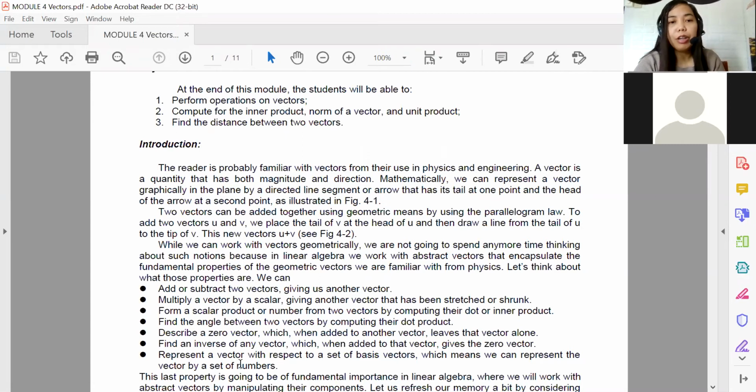And then represent the vector with respect to a set of basis vectors, which means we can represent the vector by a set of numbers. So the properties under real number is also applicable on matrices, but not all properties, right? Like the commutative property for multiplication, hindi siya applicable sa matrices. But some properties are applicable. Okay, it's the same with vector.